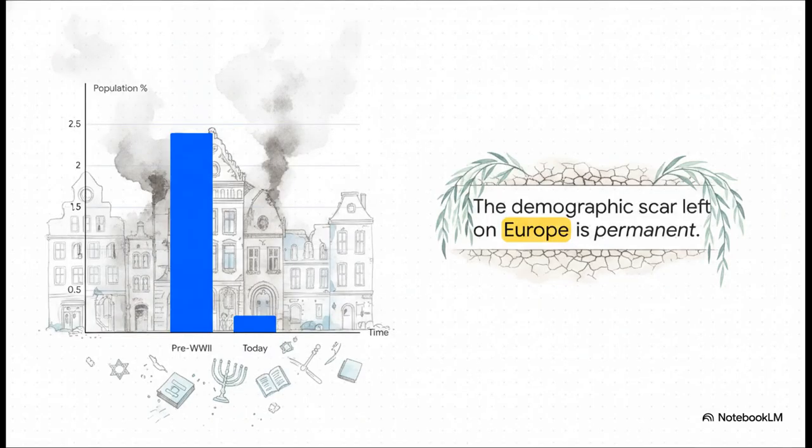And the demographic scar this left on the continent? It's permanent. Look at this. Before the outbreak of World War II, Jews accounted for up to 2.4% of Europe's total population. Today, they make up just 0.2%. These vibrant communities that had been there for centuries were practically erased overnight, leaving a massive void in the cultural and demographic fabric of Europe that, honestly, remains to this day.